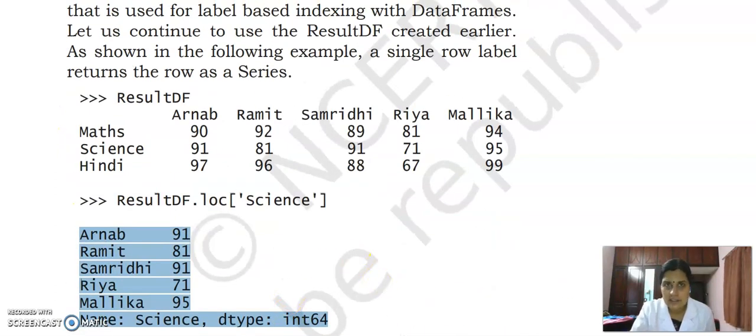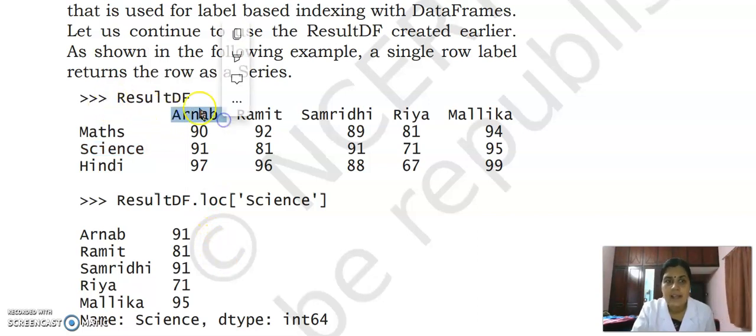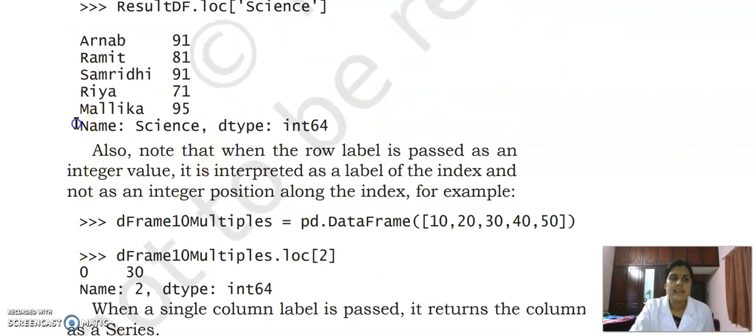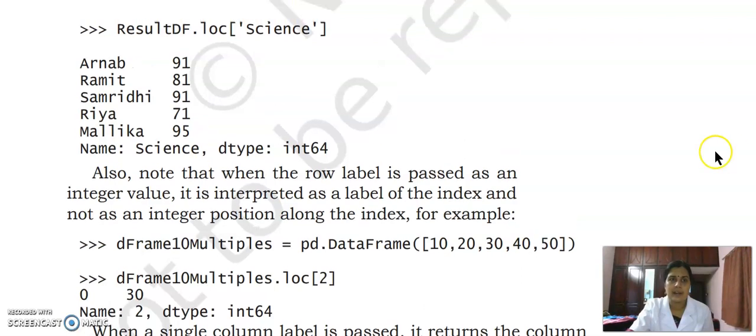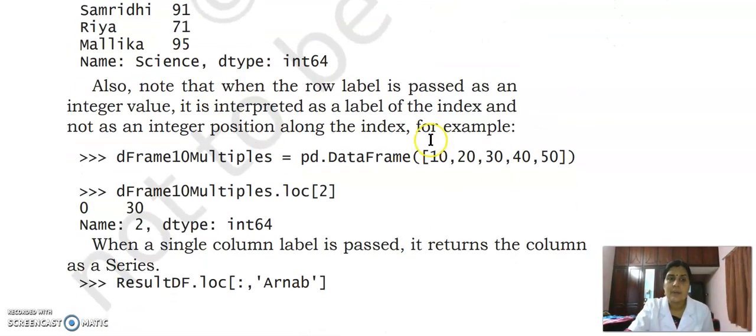So just think that when we are giving the row label, then by using the LOC function we will get the column index as well as the corresponding element. And this is the name, science, and the data type. That means we are accessing the science row, and the data type is integer. Here the row label is science. Row label means name of row. So by using science, we access the values.